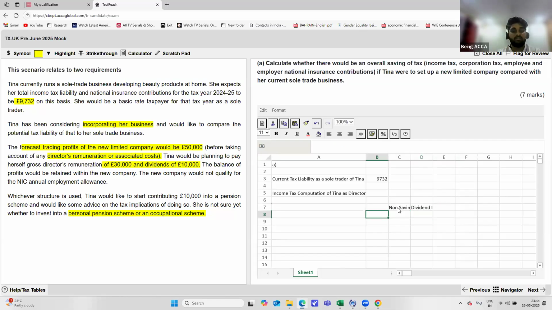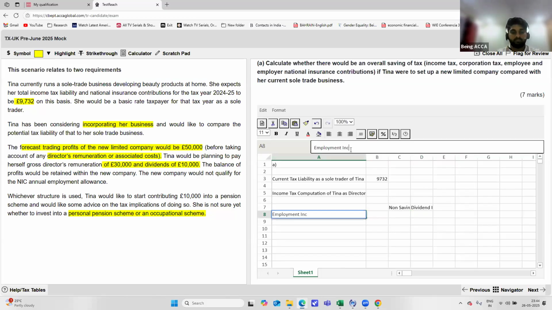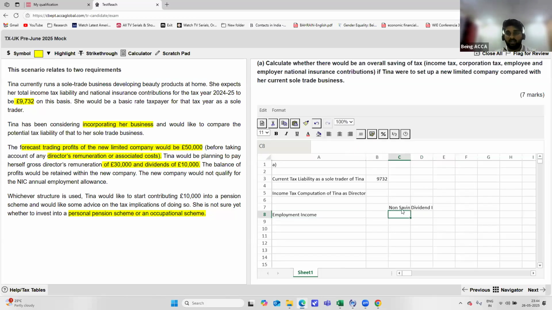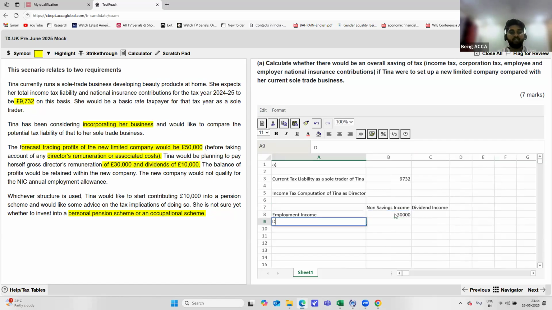So identify what is it. First, it will be employment income. She'll have an employment income which will form part of the non-savings income. Let me just put both of these here. Yes. So that means it will be 30,000 here. And there is no mention of any other benefits that are being provided. So it will be at 30,000. And next, she has a dividend income. And that will be part of the dividend income. So this is the total income that she has got.